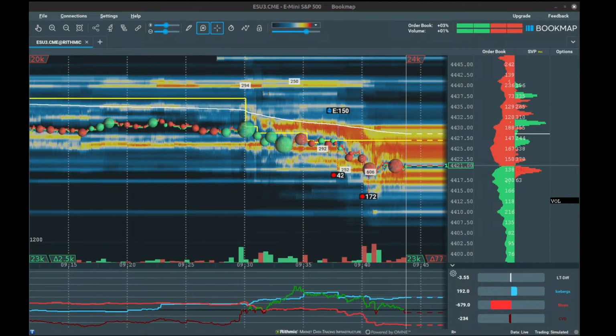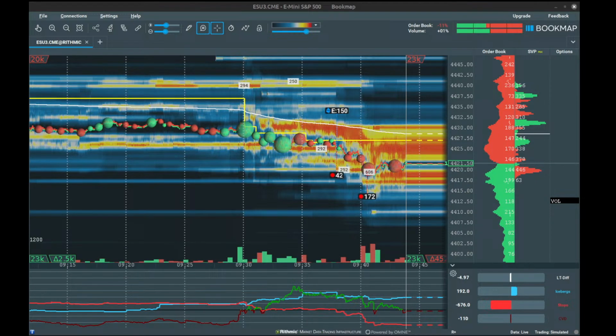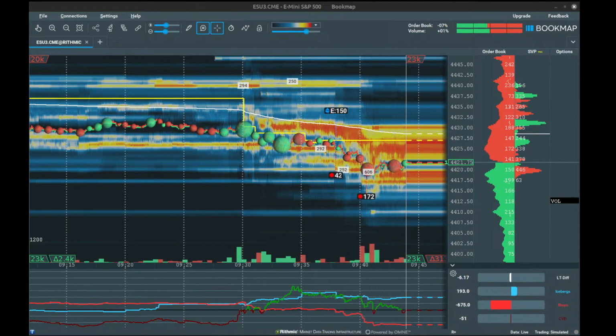So what that tells you is that it's unlikely that there's going to be a huge amount of volatility as long as that liquidity is actively participating in the market. And you can see it in the heat map. Look at all the red and orange and yellow right around price.